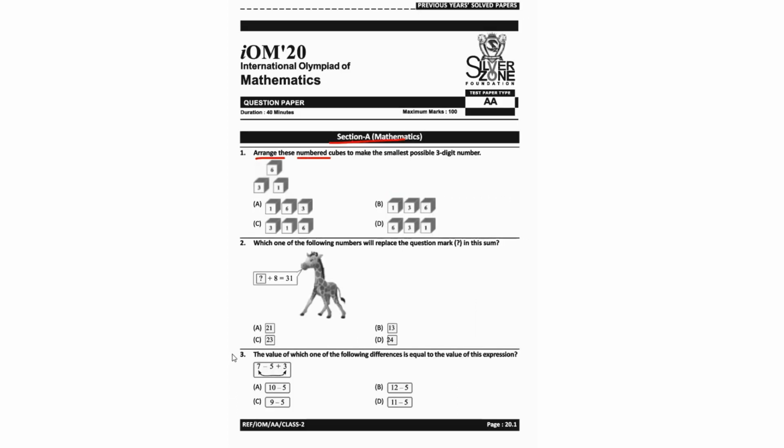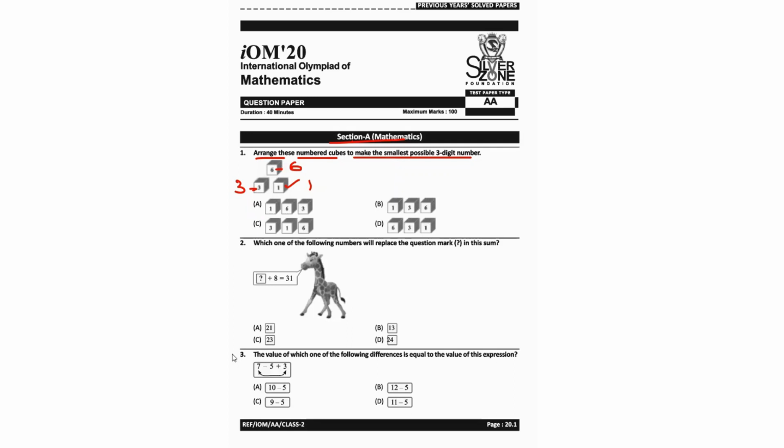Arrange these numbered cubes to make the smallest possible 3-digit number. Okay, everyone. Over here, can you see here are 3 cubes. 1, this is 3, and this is 6. So if you have these 3 digits, and if you have to make the smallest possible 3-digit number, when you are asked to make smallest possible number, what do you do? You simply arrange the given digits in ascending order, that is from small to big.